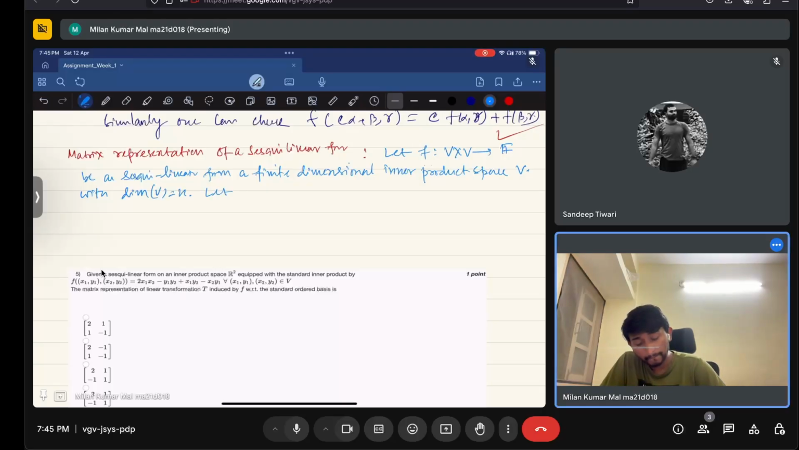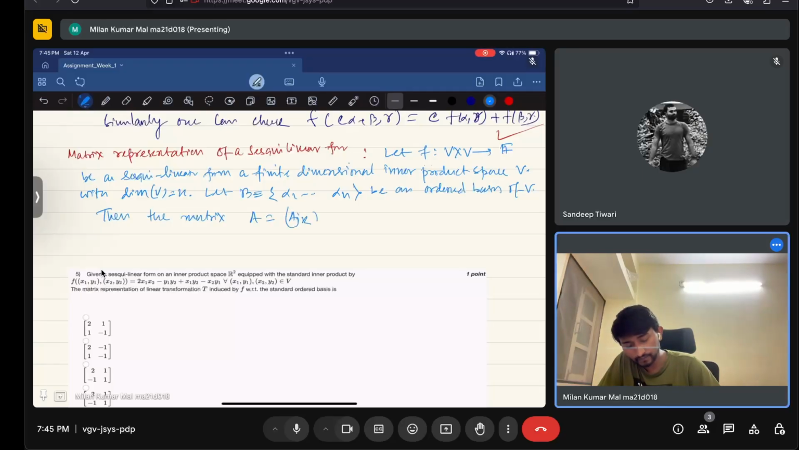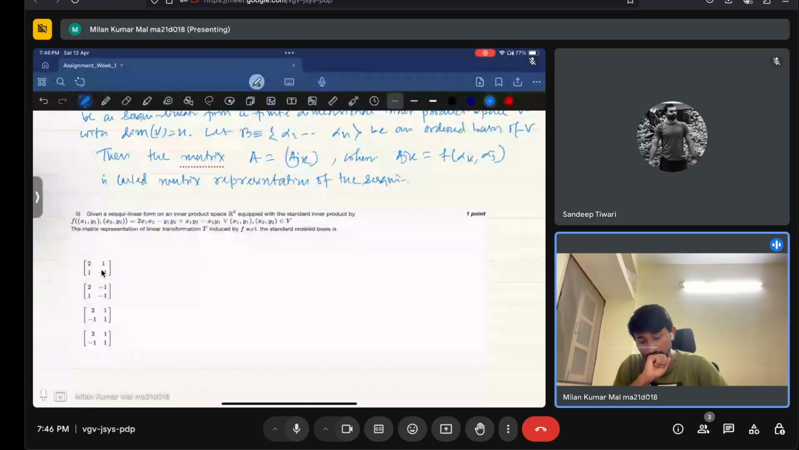Let beta equal to alpha 1 all the way to alpha n be an ordered basis of V. Then the matrix A equal to (a_jk), where a_jk is equal to F(alpha_k, alpha_j), is called the matrix representation of the sesquilinear form F with respect to the given ordered basis.